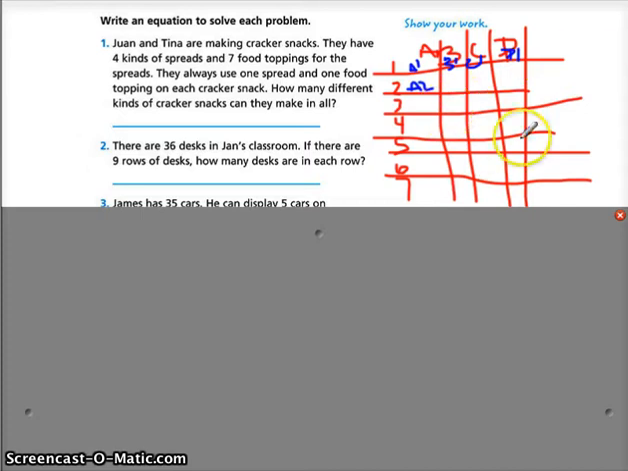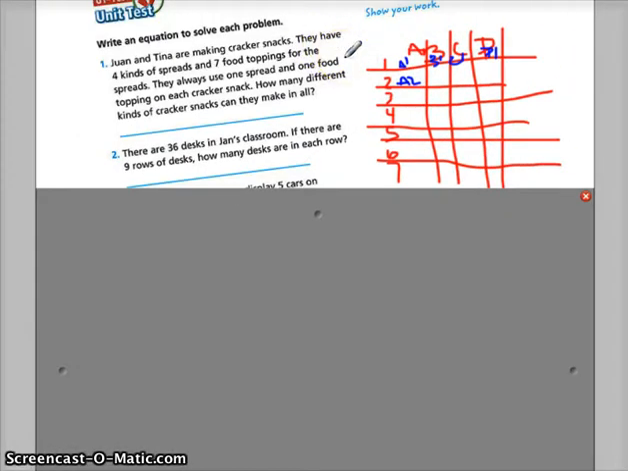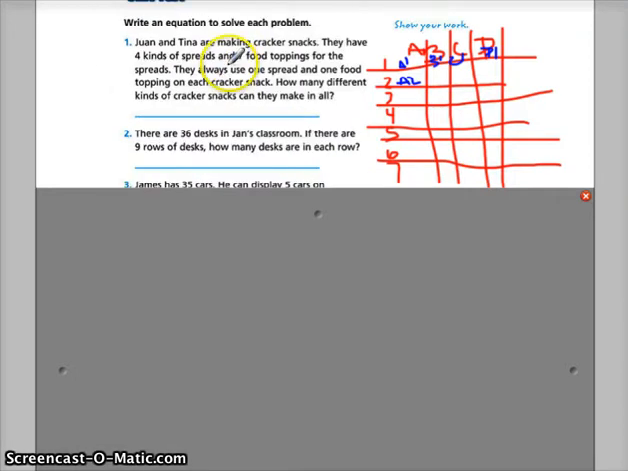There is a second way to solve that. You can also multiply your kinds of spreads times your kinds of food toppings to find out the number of kinds of cracker snacks you can make in all. Alright, so you need to tell me what this answer would be.